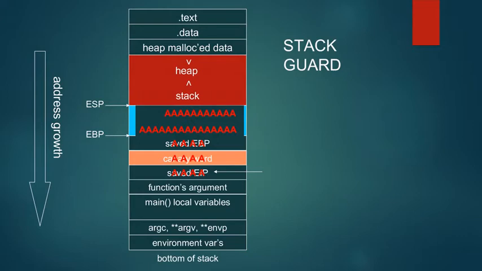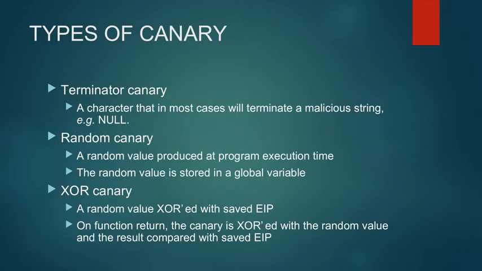If a local buffer is overrun, the canary will have to be killed before the saved EIP can be modified. Before the function returns, it checks whether the canary is still intact. If not, it hands program control to a predefined exception handler and terminates the program. There are three types of canaries: terminator canaries, random canaries, and random XOR canaries.